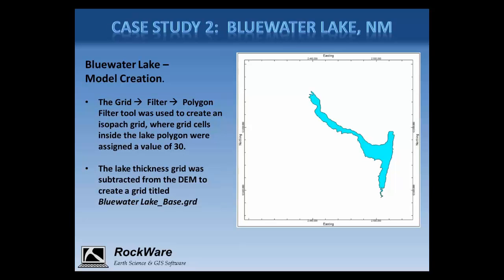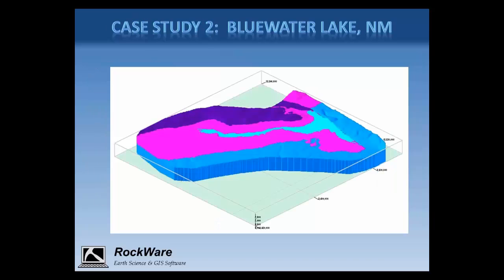If we'd had detailed bathymetric information, we might have been able to vary the depth of the lake throughout the model, but we decided in this case to just keep things simple and give it a constant depth. I subtracted this lake thickness grid from the DEM to create a BLUEWATER lake base grid. And here's a view of the resulting model. I should mention that as a final step, I clipped all of the units based on a larger polygon, which gives the model this shape.